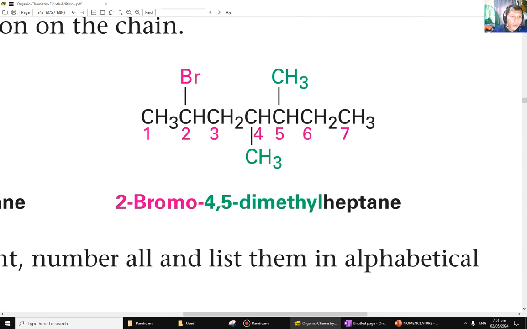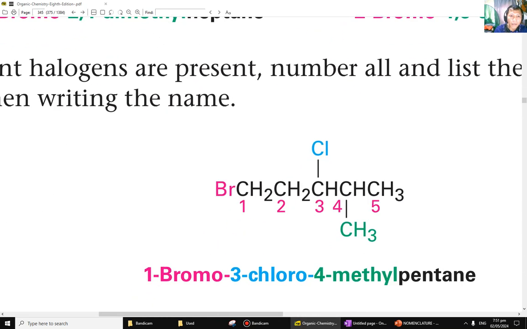So how about this one? So here, from here would be number 1 because the branch would occur at number 2, which is a lower number. Unlike here, it would be a number 3. So 2 bromo 4,5 dimethyl heptane for 7. So 4,5. So you have still methyl for the part 3.